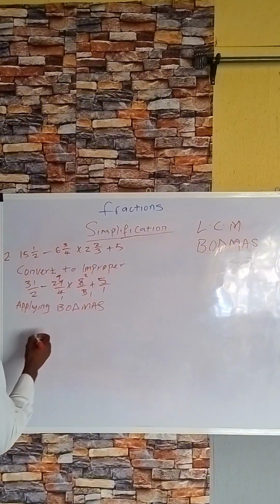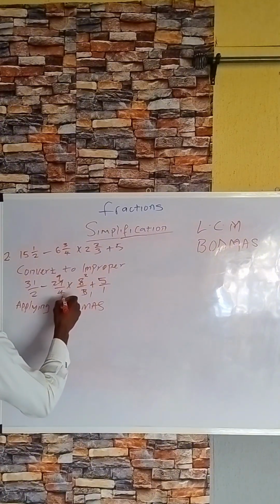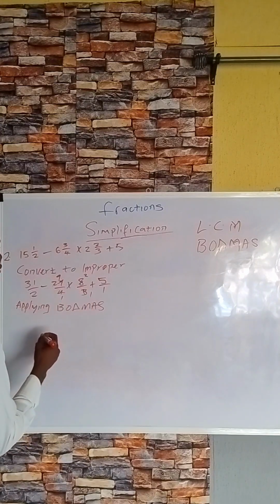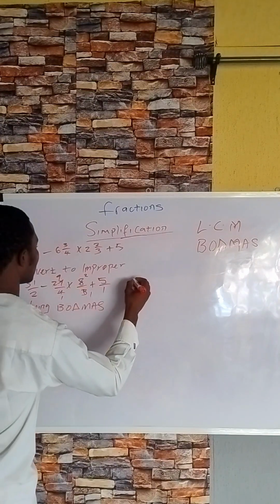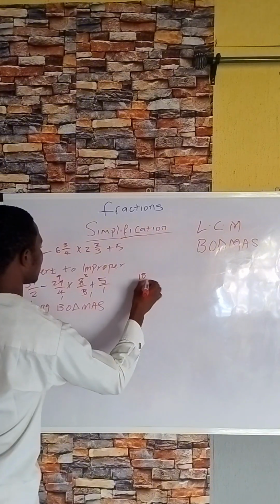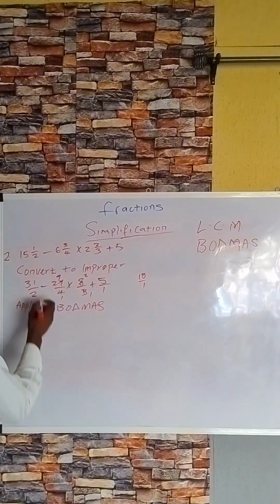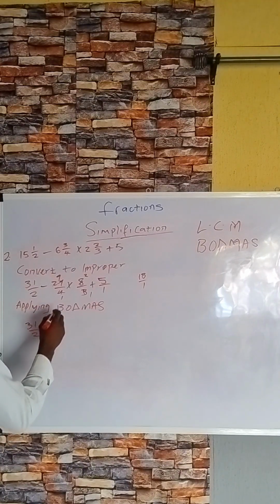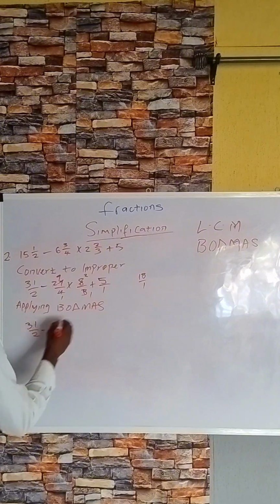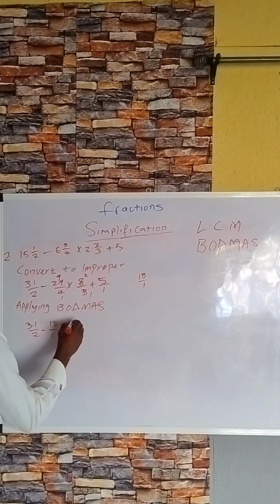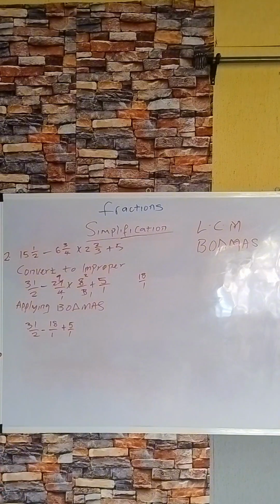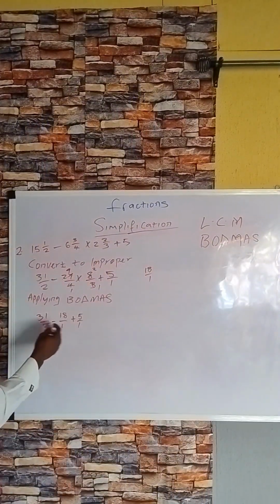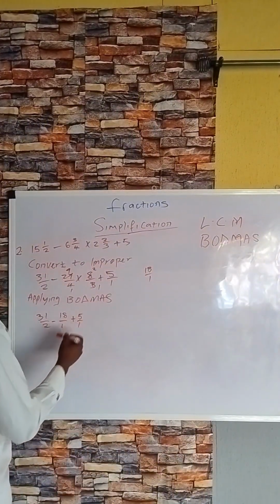So 9 times 2 will be 18, and 1 times 1 equal to 1. So this becomes 18 over 1. Take note of that. So let's bring it back here. This becomes 31 over 2 minus 18 over 1 plus 5 over 1. So this becomes 31 over 2 minus 18 over 1 plus 5 over 1.